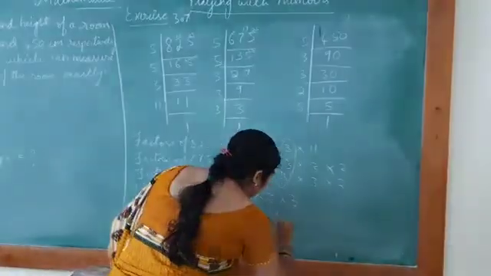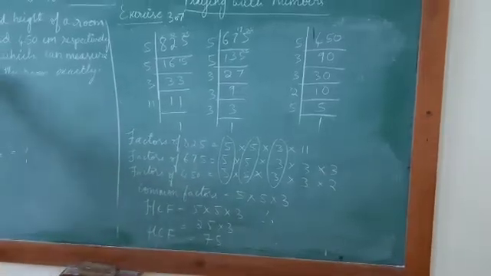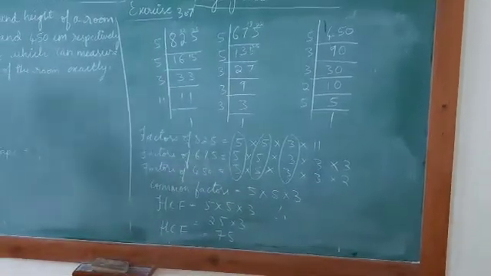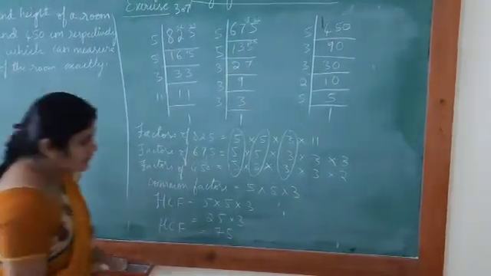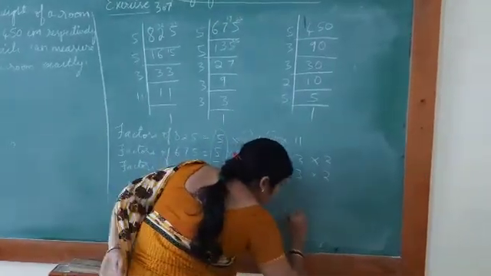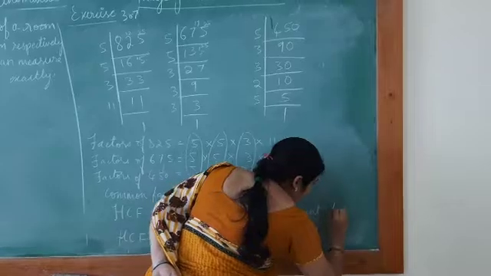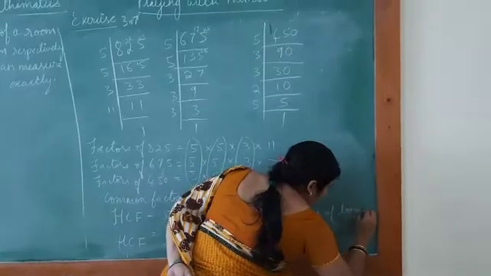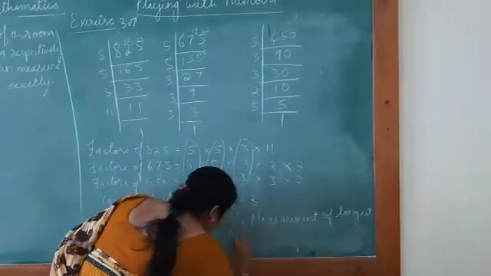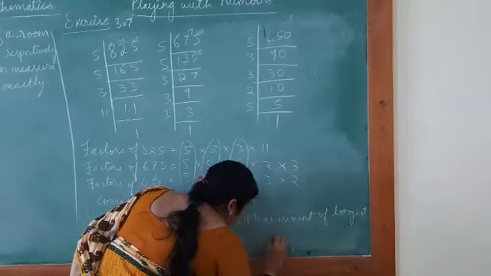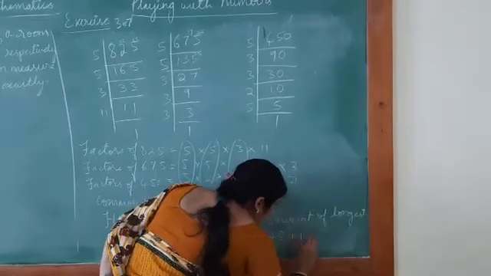Therefore, here as you can see the question is find the longest tape which can measure the 3 dimensions of the room exactly. The measurement of the tape is the measurement of the longest tape. Longest tape is equal to 75 centimeters.